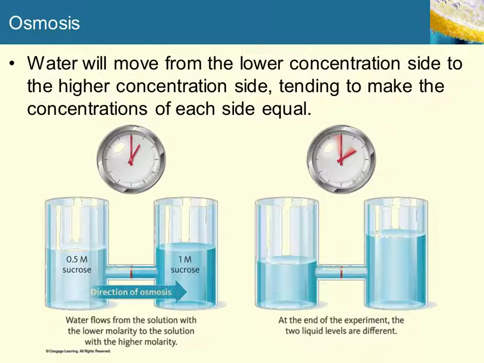So this is a slightly different situation. Now, instead of having pure water and sucrose, I have 2 different concentrations of sucrose. Again, think about it. Now, water will move from the lower concentration to the area of higher concentration. So in the end, you will wind up with both solutions having the same concentrations, but notice that the liquid levels are different. And that's because one had a higher concentration to begin with.